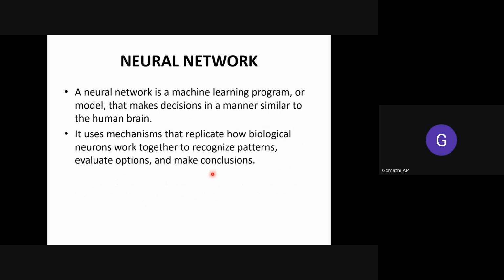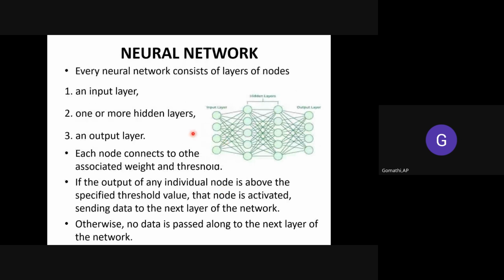Next one is the neural network. A neural network is a machine learning program or model that makes decisions in a manner similar to the human brain. So the neural network will act like a human brain. The same structure we have in our brain will be followed in the neural network. It uses mechanisms that replicate how biological neural networks work together to recognize patterns, evaluate options, and make conclusions. A neural network consists of many layers of nodes: the first is the input layer, second are one or more hidden layers, and finally we get the output layer.